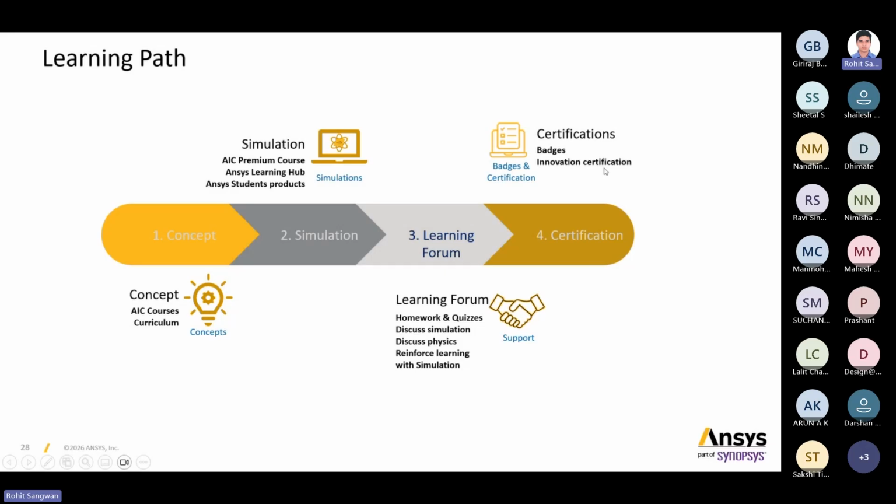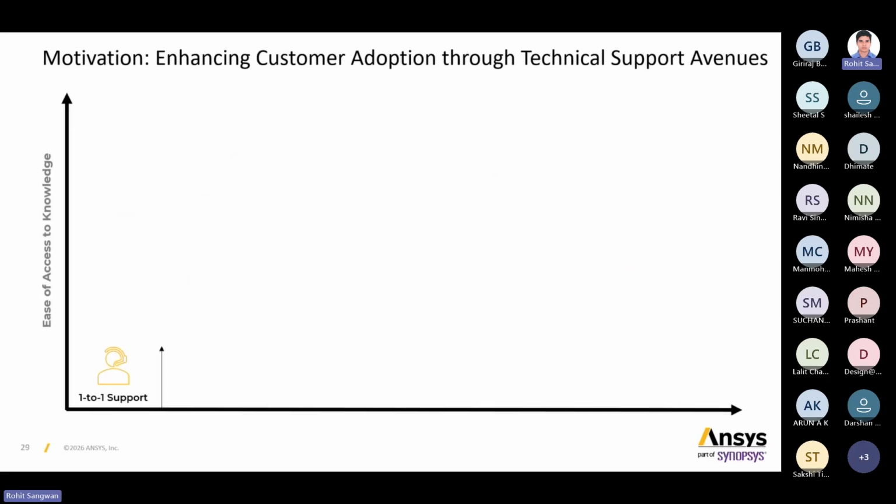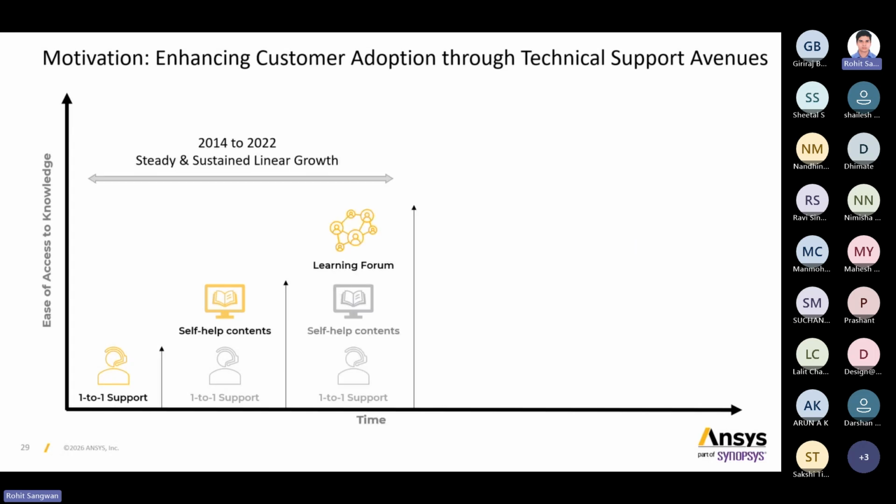The certifications are in two forms. One is a badge, when you complete one module, one small course. When you have 5 to 6 courses in one certification, you will get the certification. Certifications are charge based. If you compare over the last many years, first there was one support, then some content came, then the learning forum came where we used to ask questions. This was from 2014 to 2022.